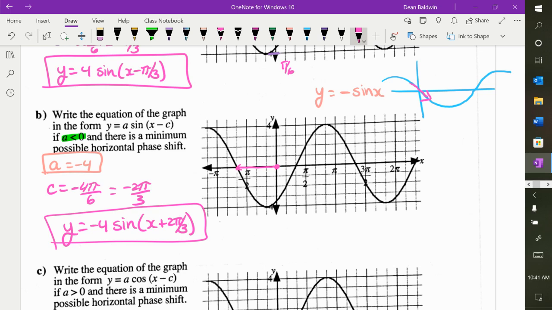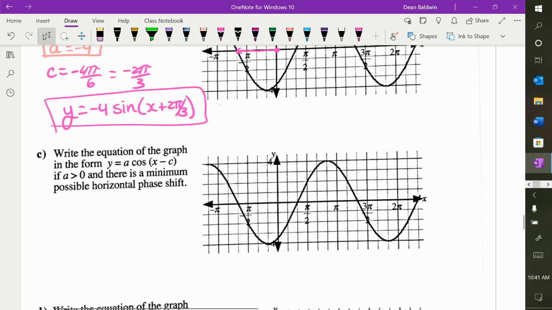All right, now we gotta do it with cosine. Same graph again. These are all the same graph in the first page here. Except we're doing a cosine, and our A value is positive. So what's our A value? 4. All right. What does a regular cosine graph look like? What does it start at? It starts at 1. So we start here.